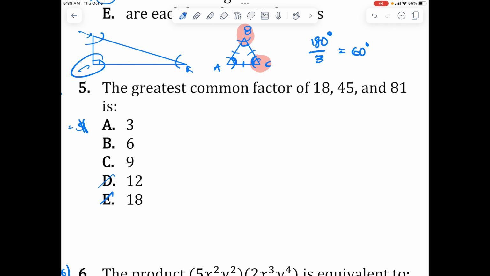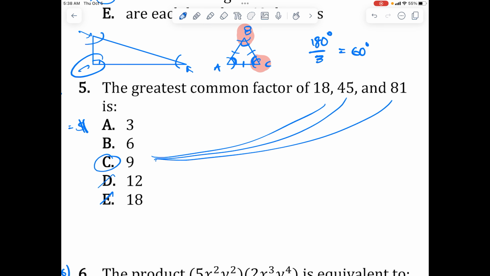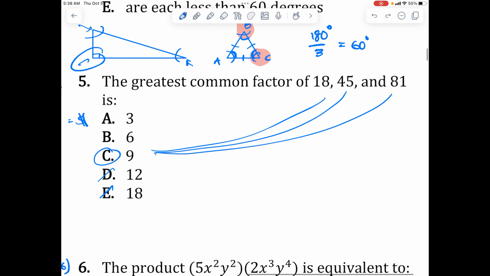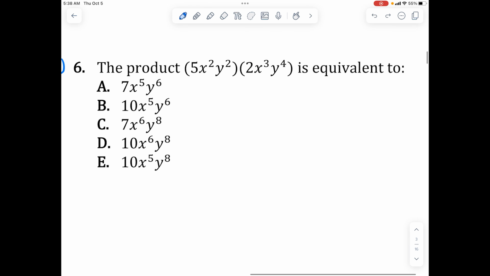Let's quickly, is 9 a factor of this? Yes. Is it a factor of this? Yes. Is it a factor of this? Yes. So according to what the answer options have, 9 is the biggest number that works for all three. Right? That's the best way to answer those.